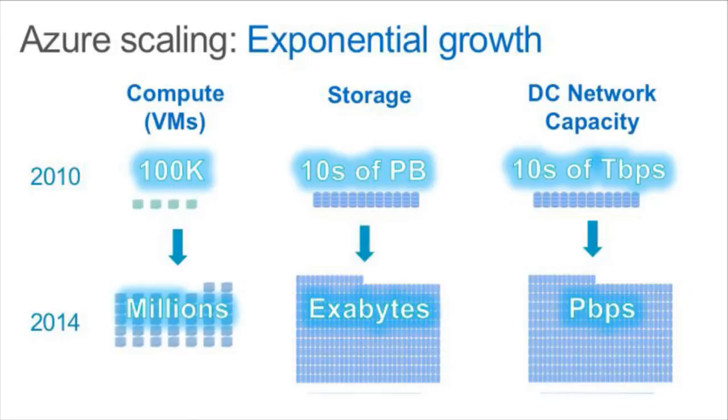If you just take the Microsoft example, just 4 years ago, we were running about 100,000 virtual machines to service customers. Now we're running millions. We had tens of petabytes of storage. Now we have exabytes. And the algorithms to manage these are constantly changing. And then in the network, tens of terabits per second, and it's now petabits per second. So again, it's very fast moving, it's growing rapidly, and so just specialization in this context sounds incredibly hard.